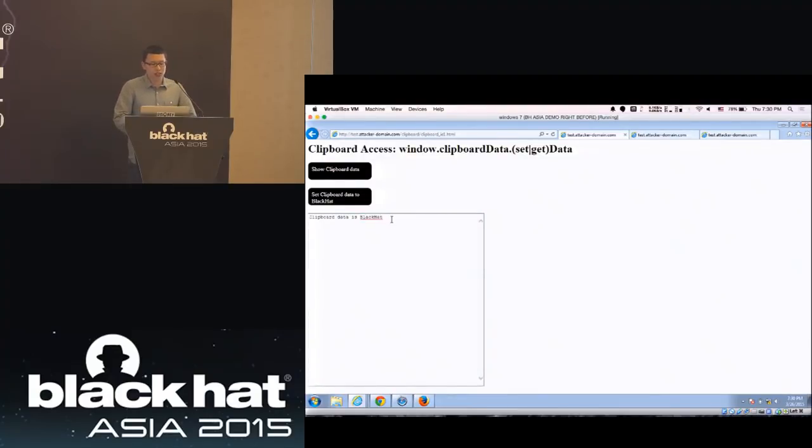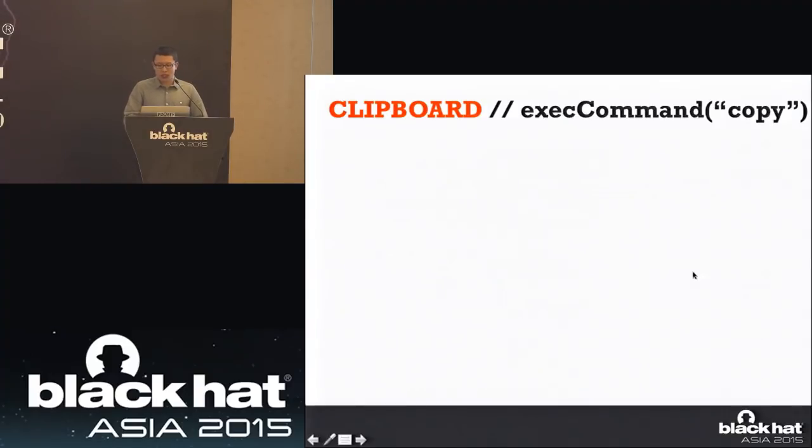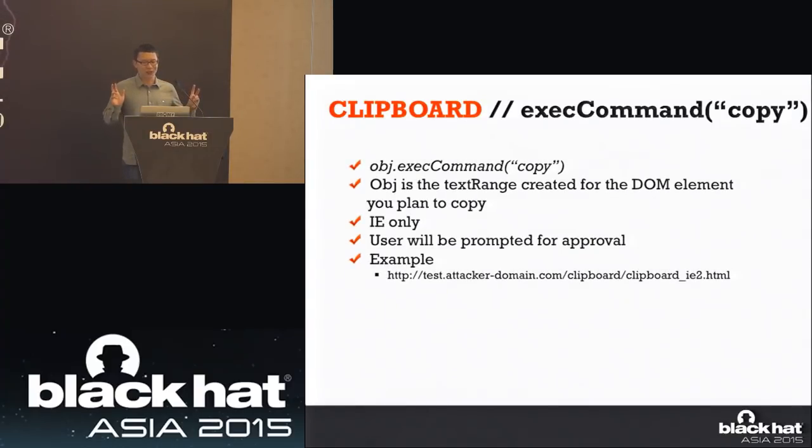So basically you can see they're using the Windows clipboard data to get set data. They're able to manipulate it, but it's only available if the user approves it. So that's fine. What about something else? There's also an IE only feature, always IE, right? And it uses the object.exec command. And the user also will be prompted to allow anything before the clipboard can be copied.